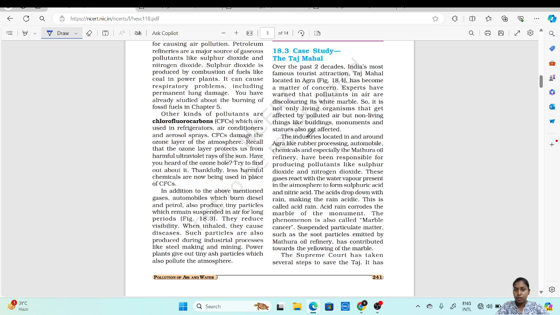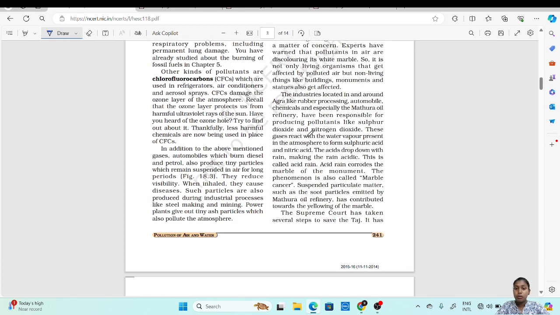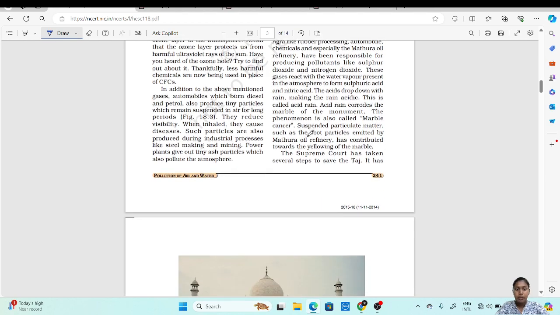Because of air pollution, we get acid rain. The pollution in the air caused by vehicles and industries releases gases and smoke, and the smoke contains various chemical gases like sulfur dioxide and nitrogen dioxide. These gases, when mixed with water vapor and reaching the atmosphere, come down in the form of rain. This is acid rain, and it causes corrosion of marble. Because the Taj Mahal is made up of marble, this is also known as marble cancer. In fact, that smoke may contain a few particles which are responsible for the yellowing of the marble.